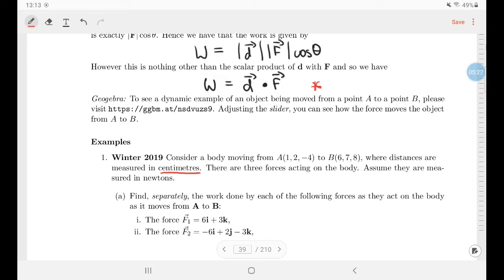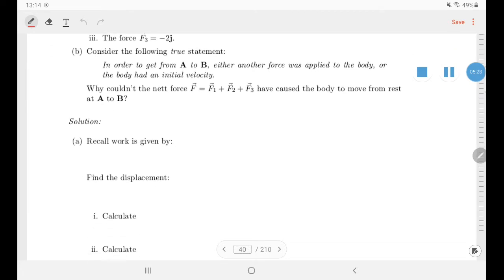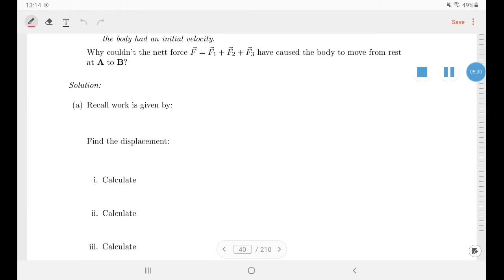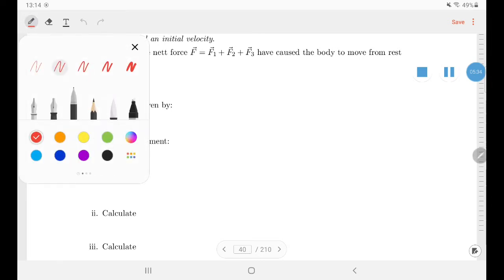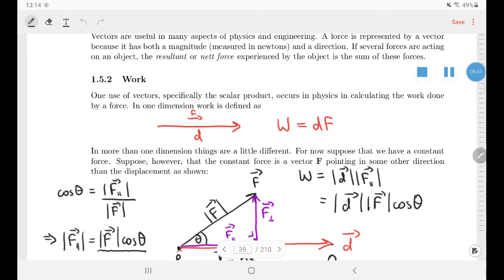So I'm just going to write these down for myself. I'll pause the video. Okay, so I have the 3 forces written down by my side. I didn't write down the points. So work is given by the dot product of the displacement and the force vector. Okay, so I'm going to better go back and get the displacement vector.